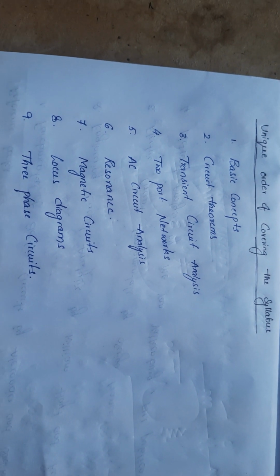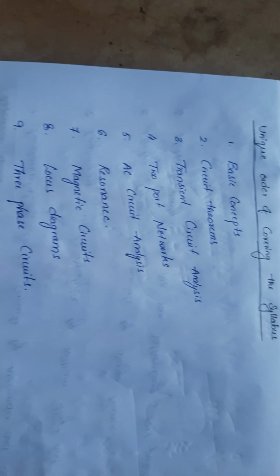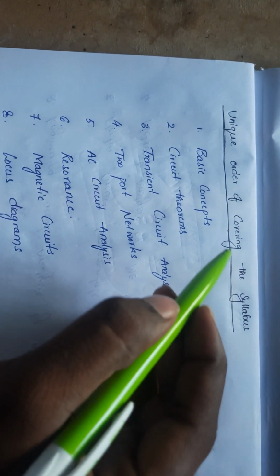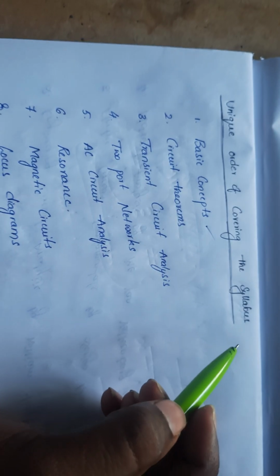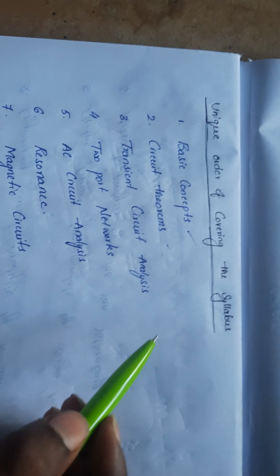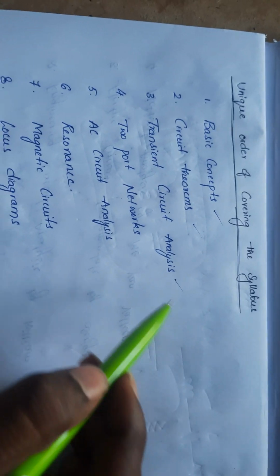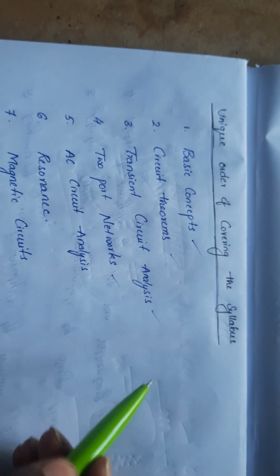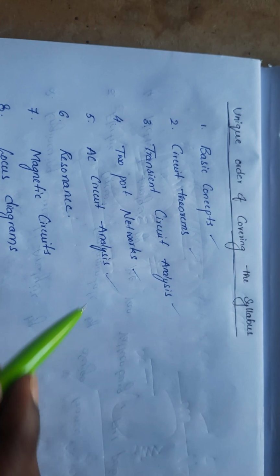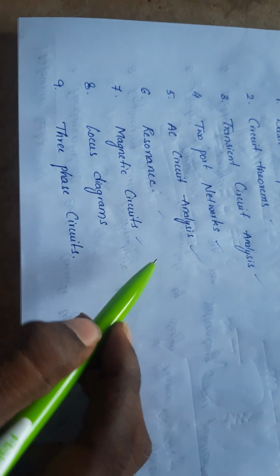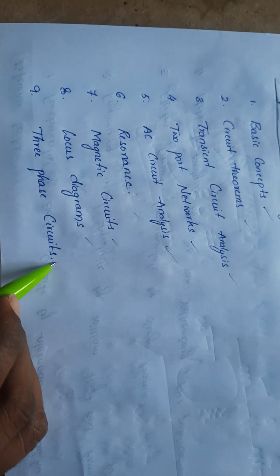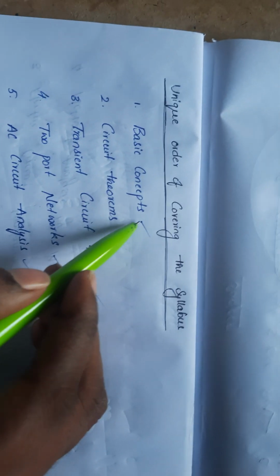Okay, coming to the syllabus, here they are covering the syllabus. First chapter is basic concepts, second chapter is circuit theorems, and the third chapter is transient circuit analysis, fourth chapter is two-port networks, AC circuit analysis, resonance, magnetic circuits, locus diagrams, and three-phase circuits. Coming to the basic concepts, these are the reference books.